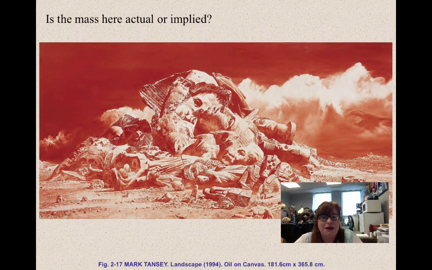So here is a painting by Mark Tansey. It's called Landscape from 1994. It's two-dimensional. It's oil on canvas. So if you look at this, I have the question, is the mass here actual or implied? Well, it's a painting, it's implied. But if you look at the way he's handled the values, he's gradually shaping the pieces from dark to light.